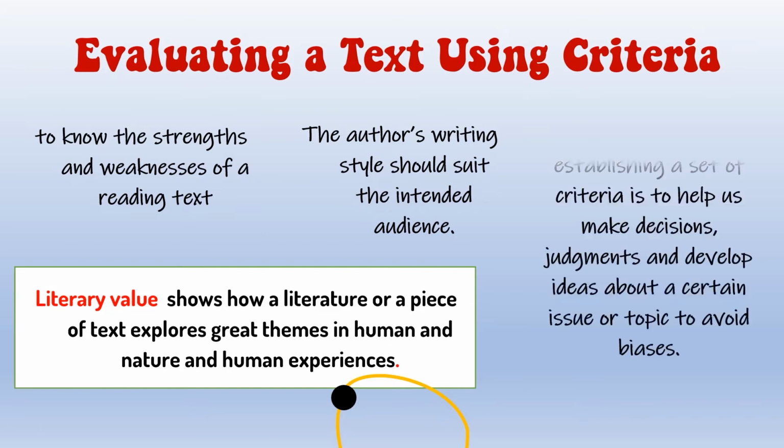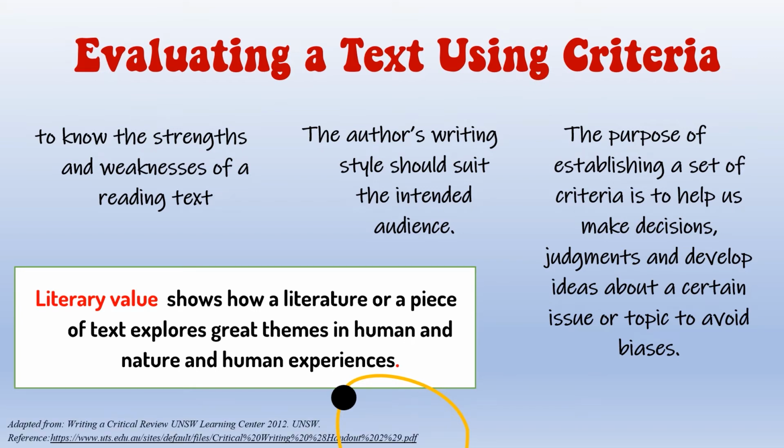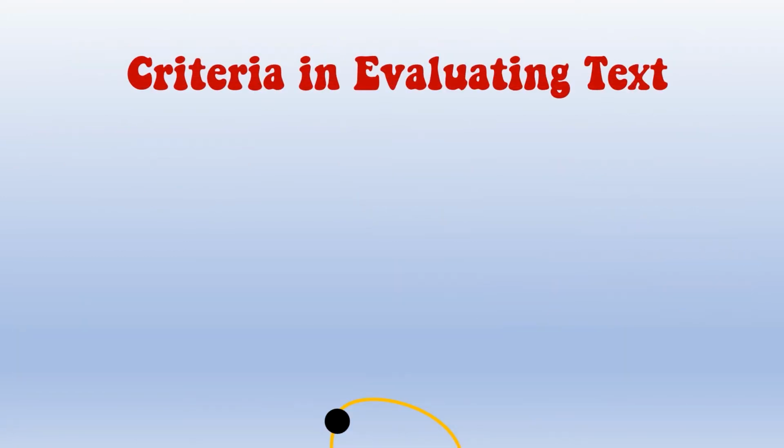Also, the purpose of establishing a set of criteria, why there should be a set of criteria, is to help us make decisions, judgments, and develop ideas about a certain issue or topic to avoid biases. Now, let's talk about this criteria in evaluating a text. The following are some of the criteria that can be useful in evaluating a text and preparing a critical review.